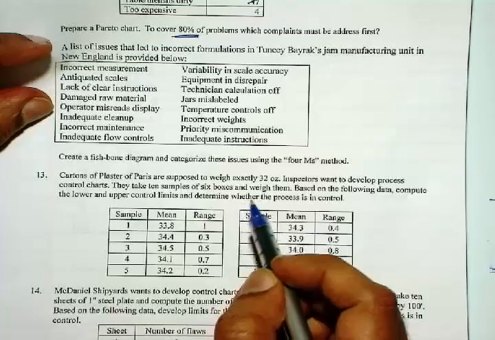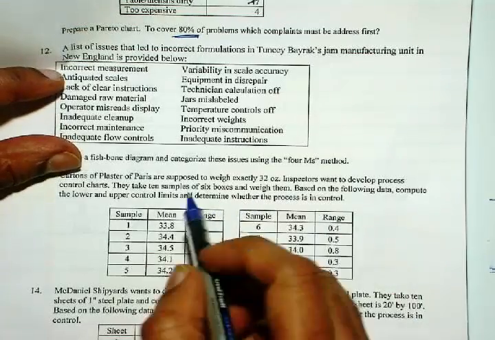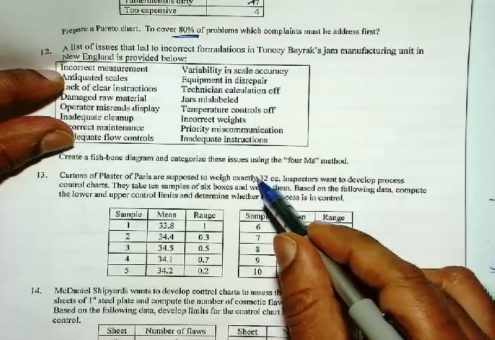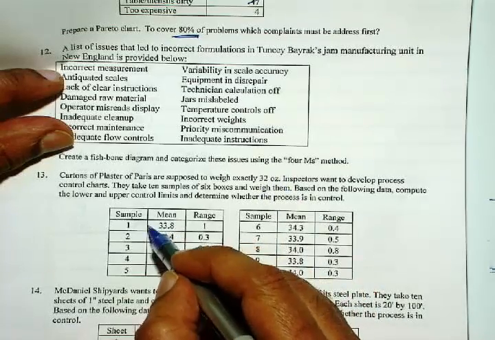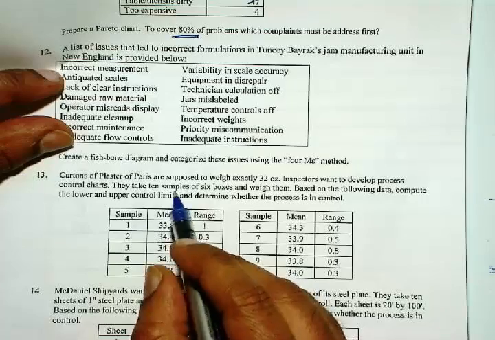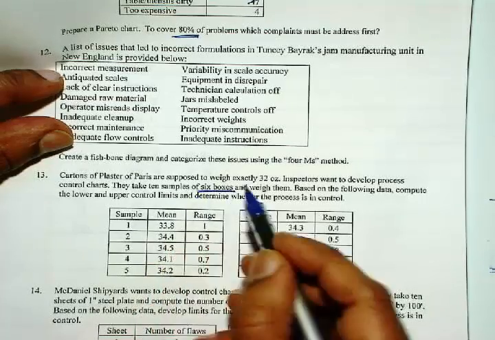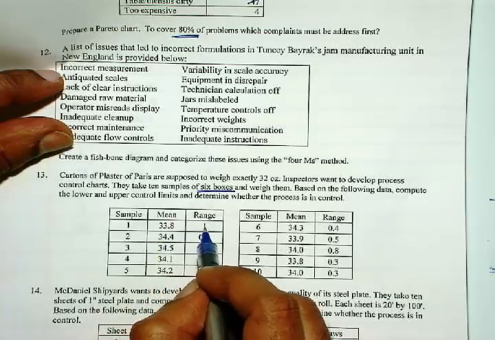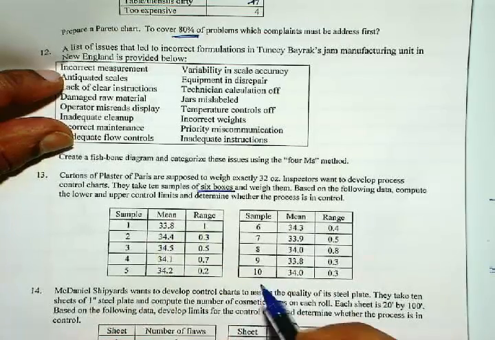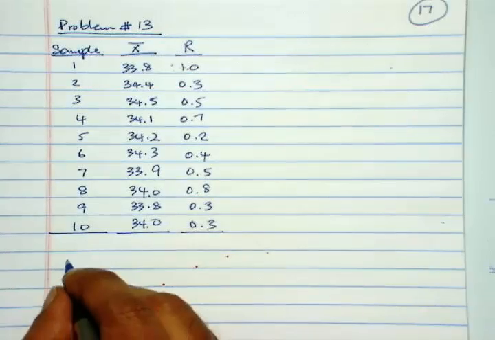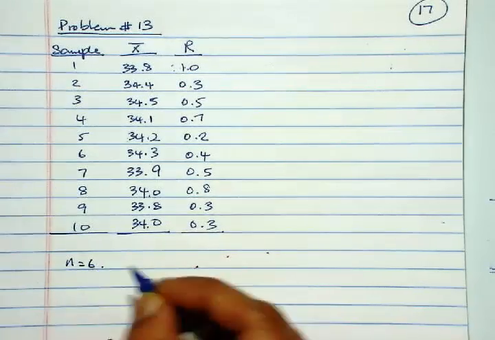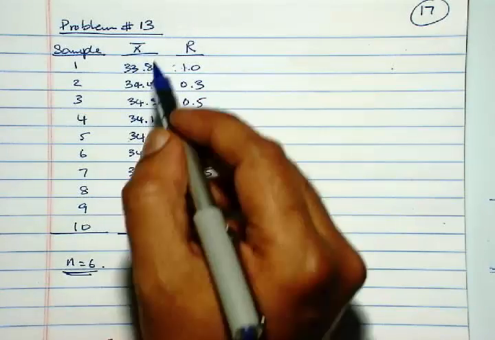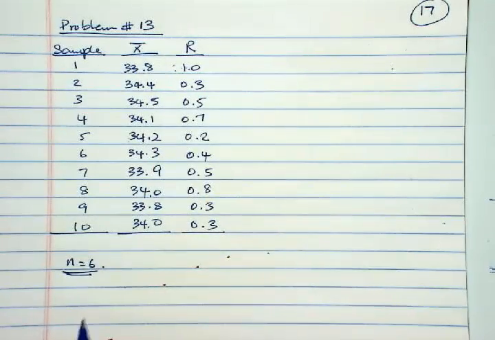means are given for some plaster of Paris containers of 32 ounces, and samples were taken 6 boxes at a time. So each sample contains 6 boxes, and the mean and range for each sample is given. So n is 6 here. Okay, we must remember that. Now the x bars are given, R's are given. I've already written them down.